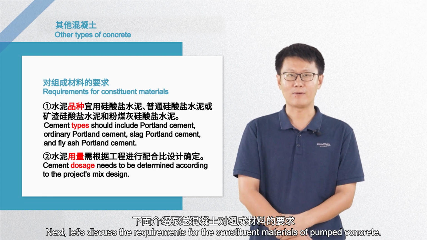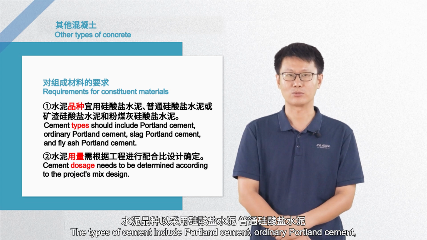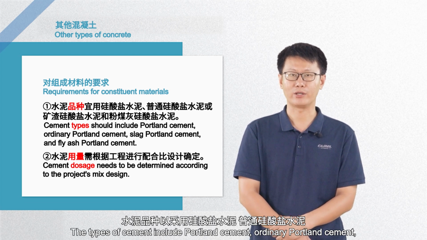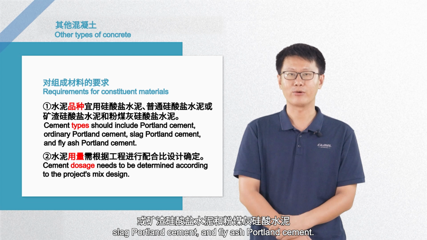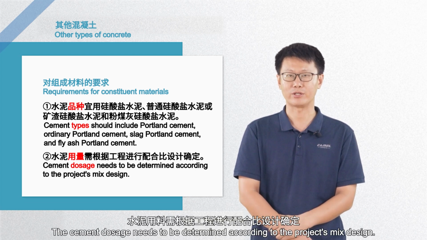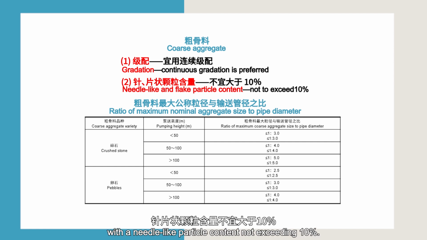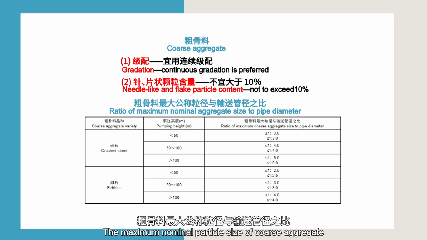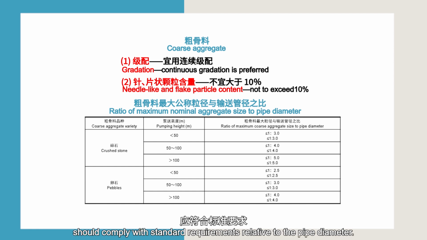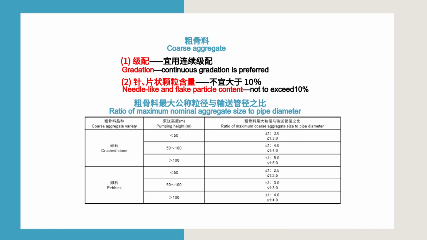Next, let's discuss the requirements for the constituent materials of pumped concrete. The types of cement include Portland cement, ordinary Portland cement, slag Portland cement, and fly ash Portland cement. The cement dosage needs to be determined according to the project's mix design. The coarse aggregate gradation should be continuously graded, with a needle-like particle content not exceeding 10%. The maximum nominal particle size of coarse aggregate should comply with standard requirements relative to the pipe diameter.